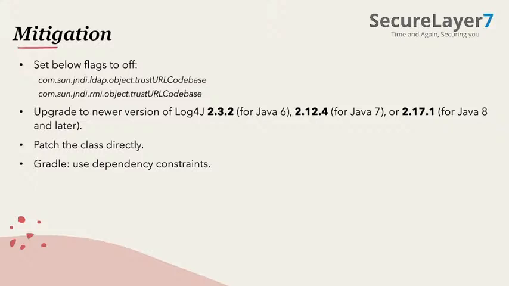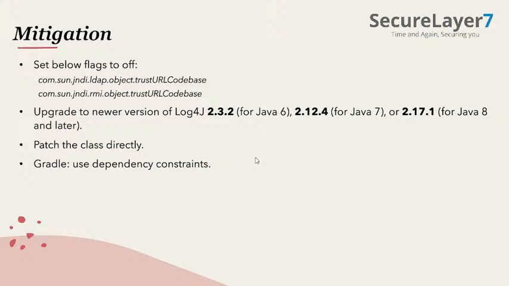So actually the JVM is not going to trust that URL, right? But the information will pass from your server to the attacker's machine, right? So setting these flags off will not properly patch your vulnerability. You have to upgrade to the latest version, or patch the class directly, right? So that's the exact mitigation you have to do till date.